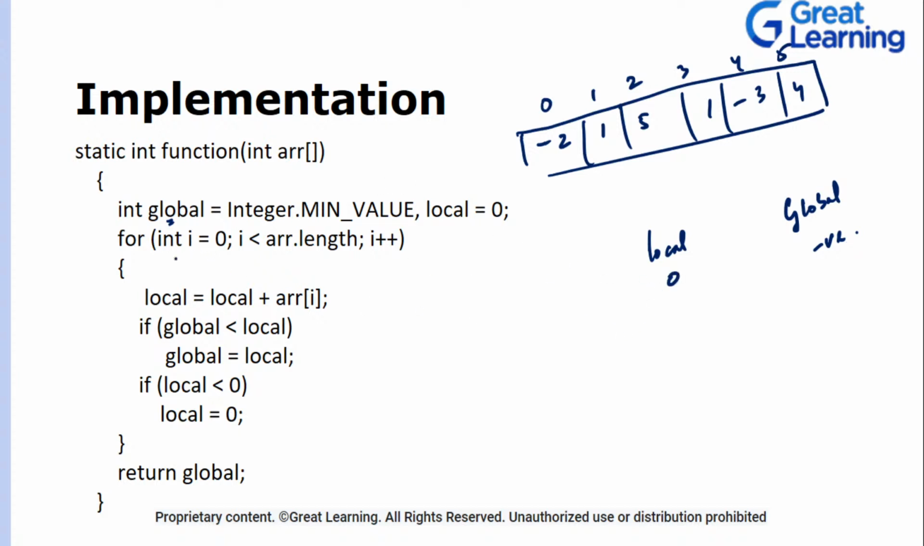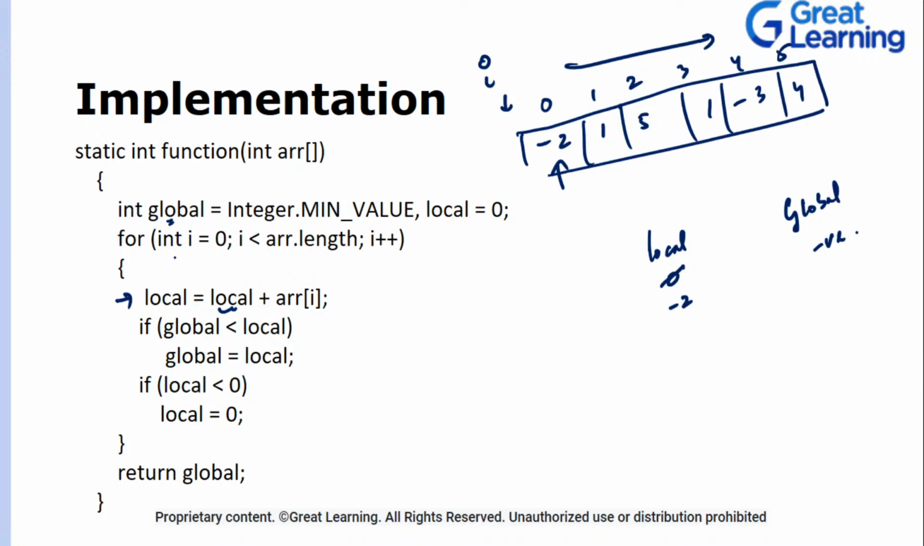Now we are traversing from i equals 0 to the length of the array. This is the iterator that we have. Try to visualize this problem. Why are we doing this? Because we don't know the window size. So see what we are doing. The same step as in the earlier algorithm: we are adding arr of i to the local. What is arr of i? It is -2. So the local will be -2, correct?